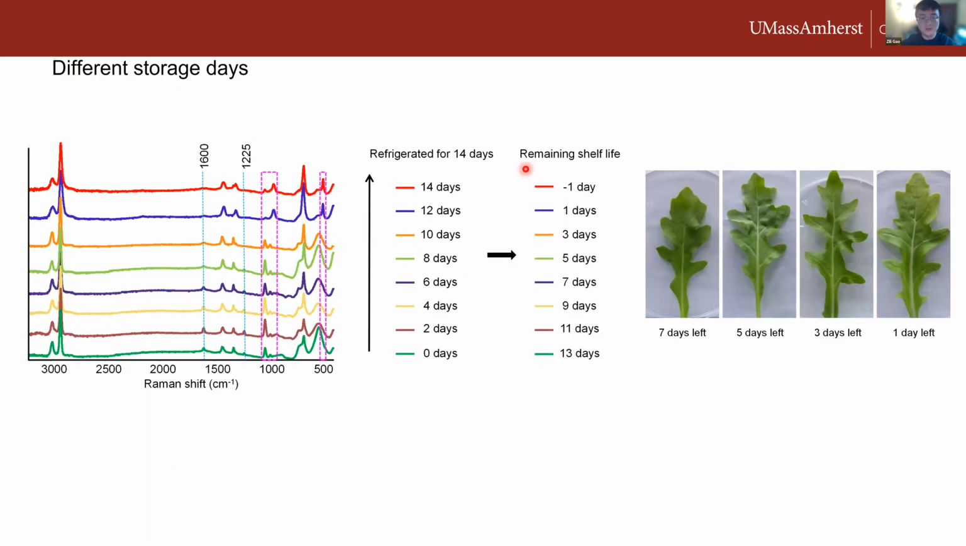And using this homemade fiber, we can detect the freshness of the vegetables. As you can see, when the storage time increased, we find the peak at this region shifts to the right side. And we also found that the peak at this region decreased.